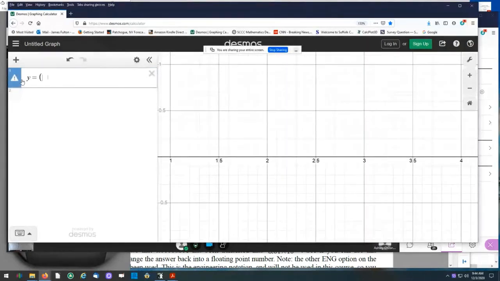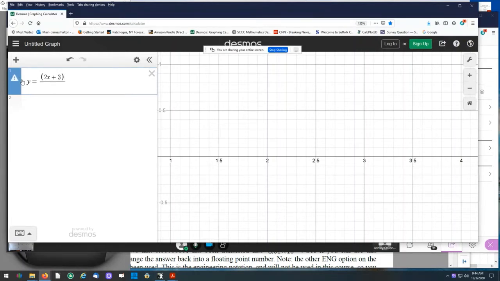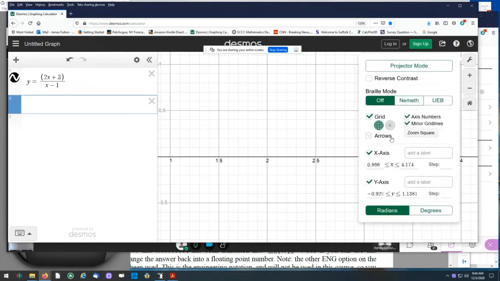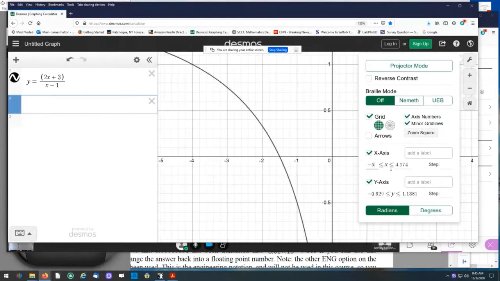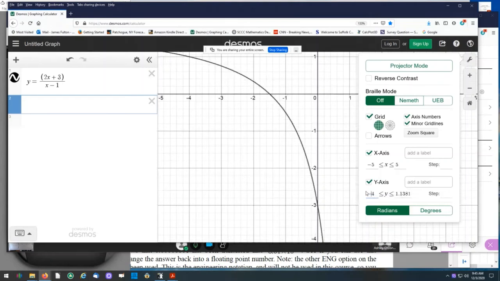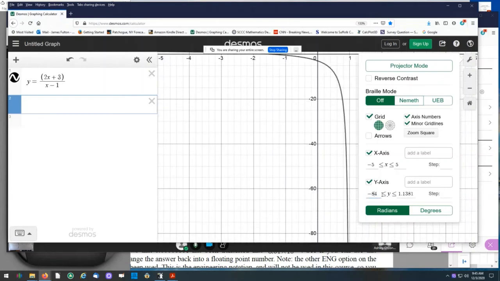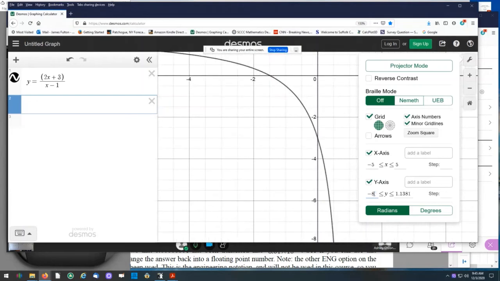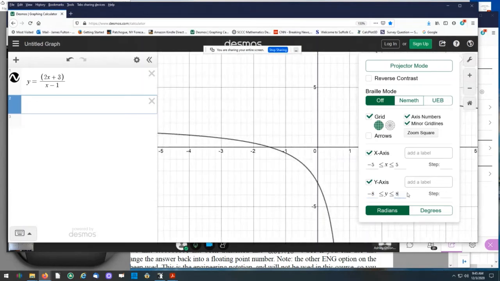So y is equal to 2x plus 3 divided by x minus 1. Let's zoom out over here so we can see everything, except for what I had yesterday. So I go from, say, minus 5 to 5, and minus 8 to 8 something, just so we can see a little bit what's happening over here.